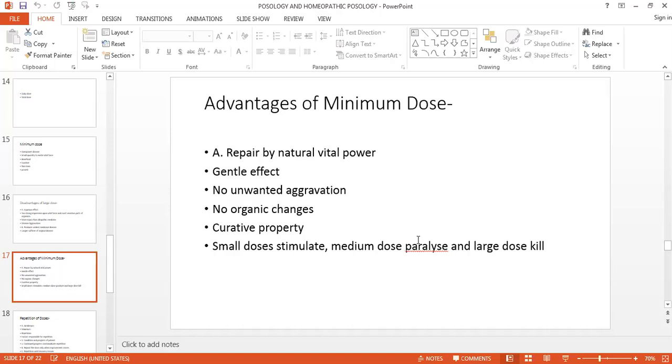Then the full advantage of that medicine, the curative property of the medicine, we can get.